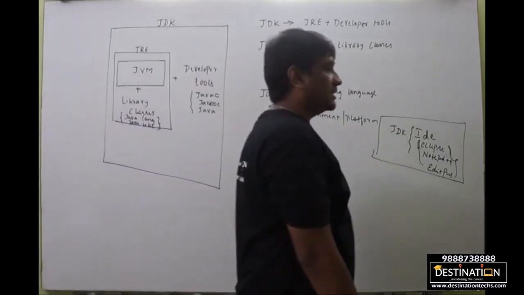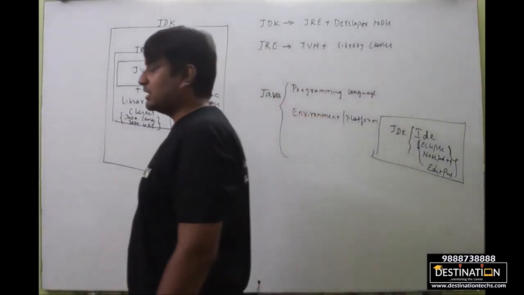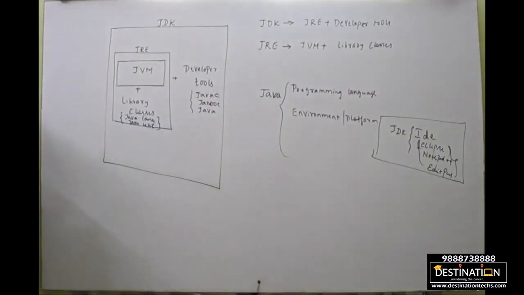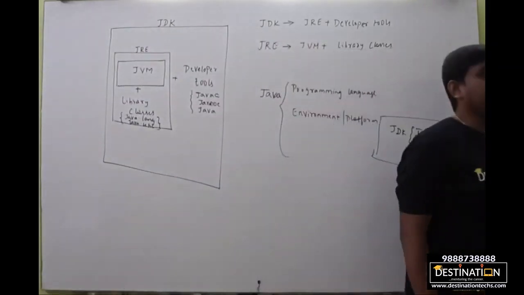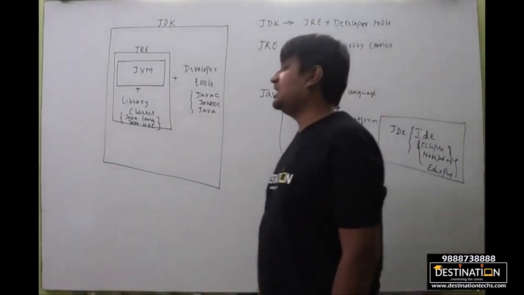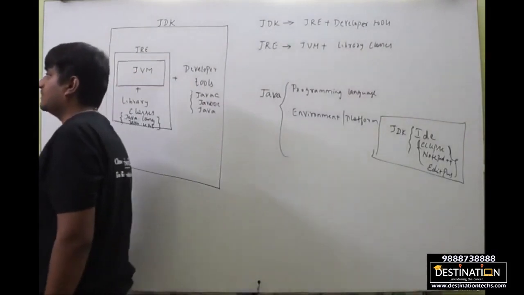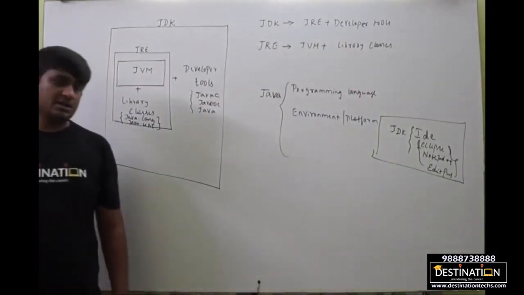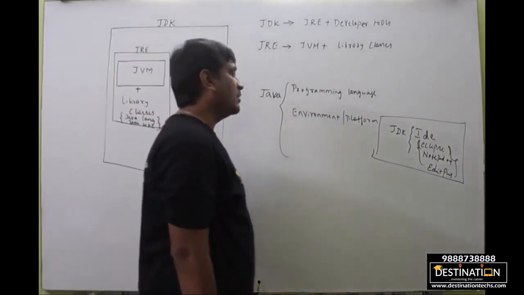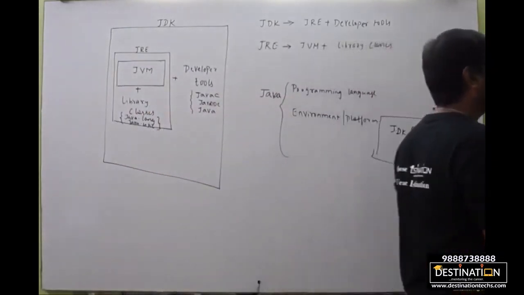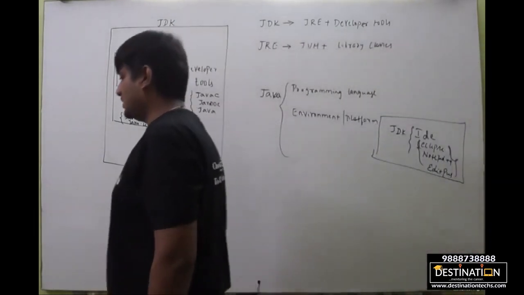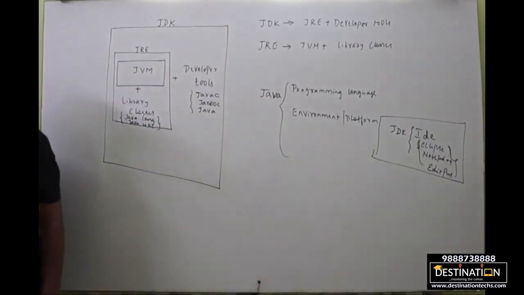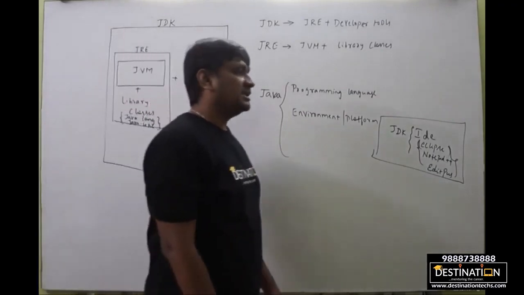by converting bytecode into native code (in bracket, machine level code). Full stop. JVM is a part of JRE.